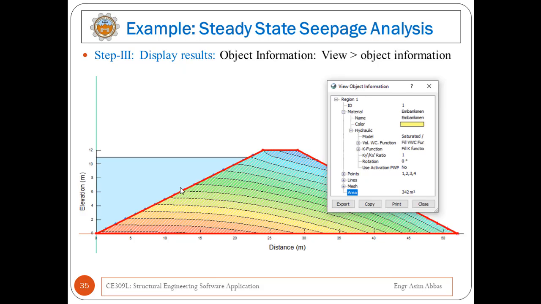And we can also show object information. For that, go to view, then click on the object information. So this window will appear. From here we will display the different information of the object, complete information including the materials and the other properties.